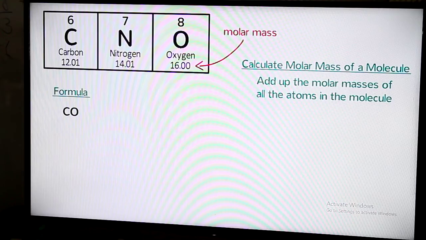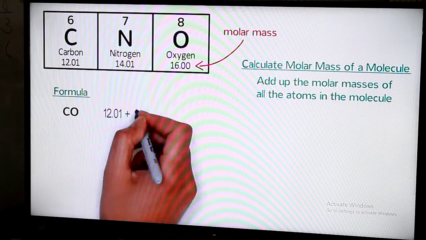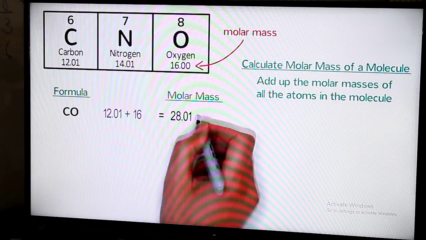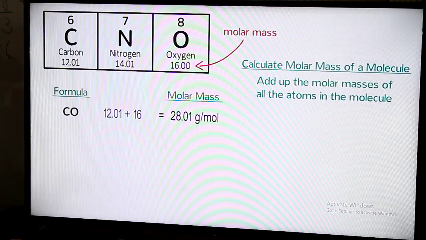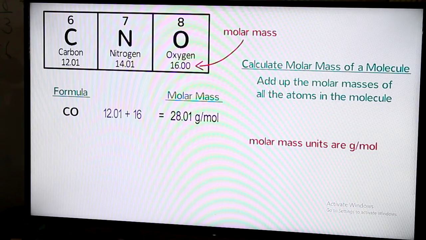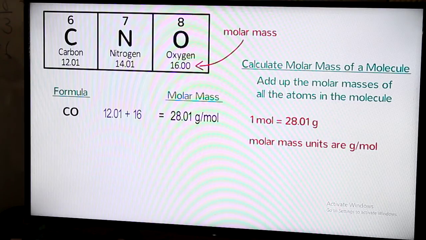Carbon monoxide has 1 carbon and 1 oxygen, so we add 12.01 for carbon and 16 for oxygen to get a molar mass of 28.01 grams per mole. In general, the units of molar mass are grams per mole. However, it is very useful to write the molar mass as an equality. 1 mole of carbon monoxide has a mass of 28.01 grams. That helps us remember that the molar mass is a conversion factor.